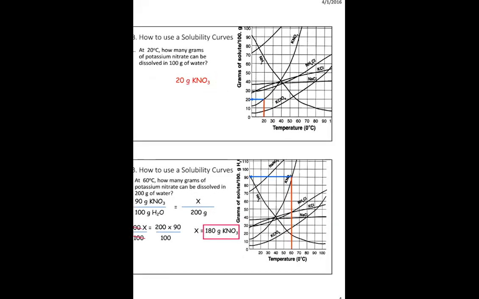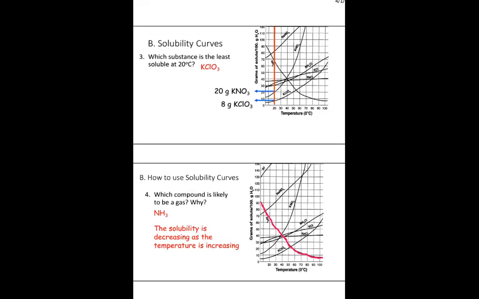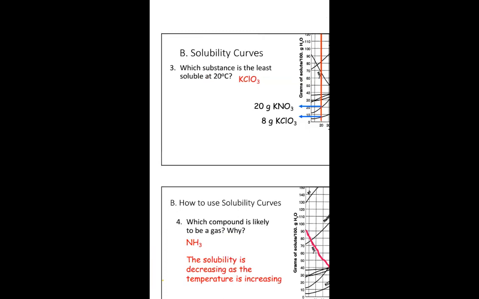Now, let's move to the next one. We have this question: which substance is the least soluble at 20 degrees Celsius? That means at 20 degrees Celsius, which of the substances is going to give us the least mass that will be dissolved in 100 grams of water according to the graph?